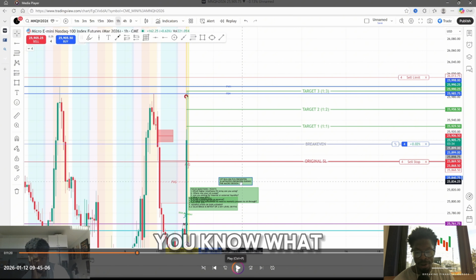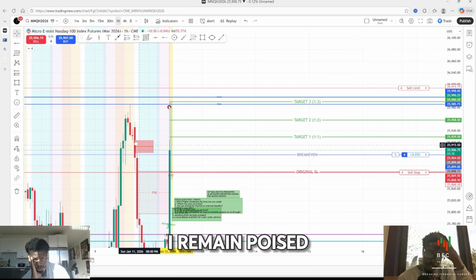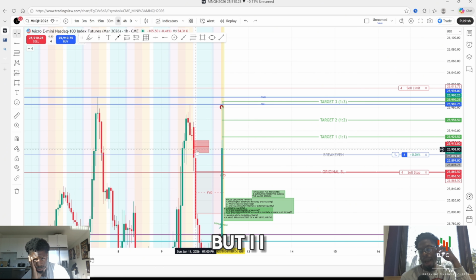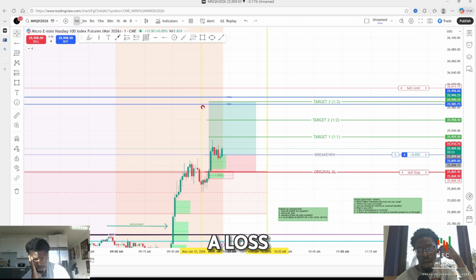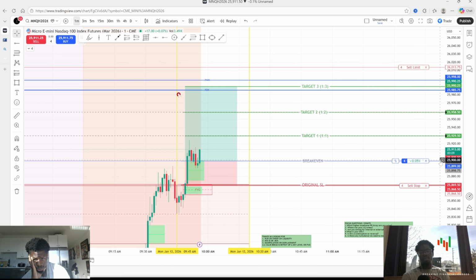I'm accepting the fate, you know what I'm saying? I'm accepting the probabilities of trading right into this hourly bearish fair value gap. I love how I remained poised and I didn't overreact. I remained with my draws on liquidity, but I was already mentally prepared to take a loss because I'm trading against an hourly PD array.